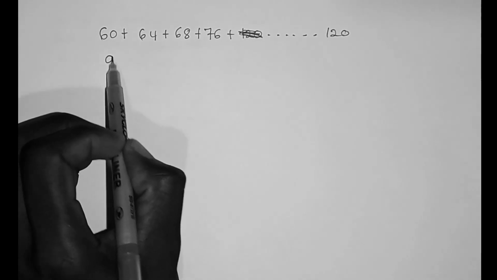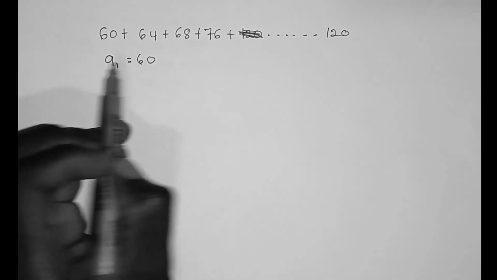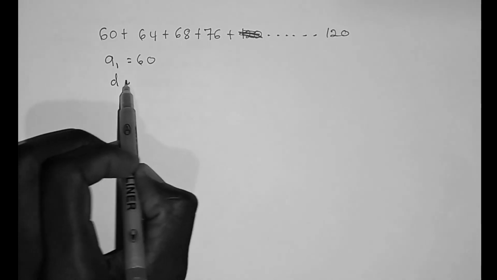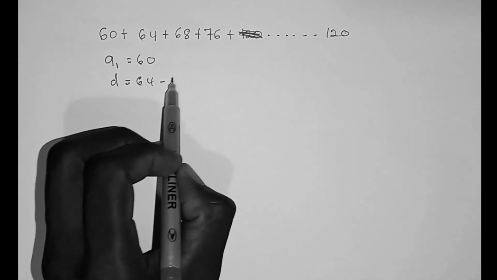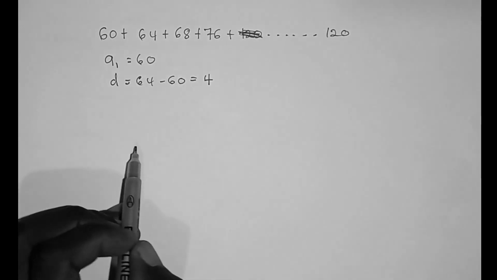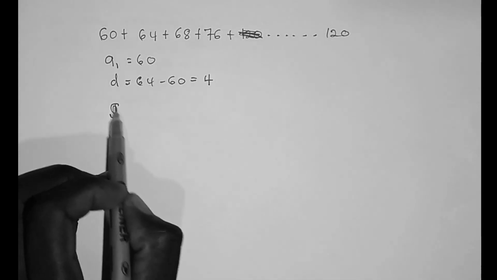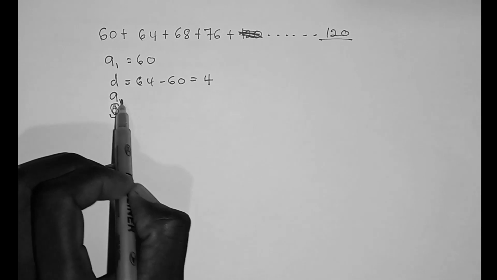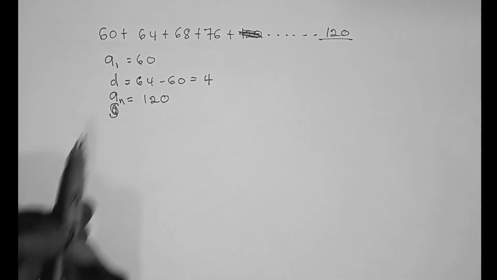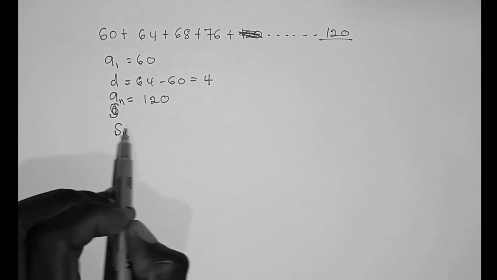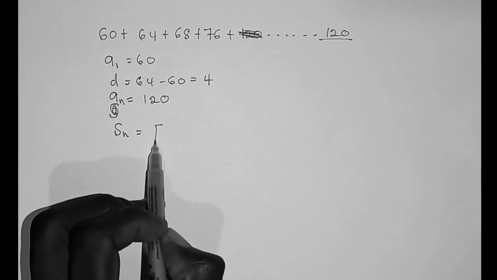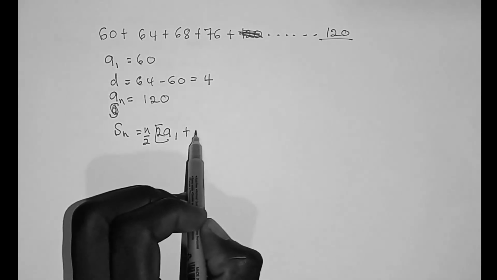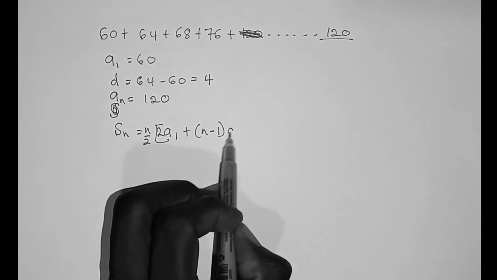We see that the first term, a1, is equal to 60. And then the common difference d is equal to 64 minus 60, which is equal to 4. And then the last term was given. The last term, an, is equal to 120. But the formula for finding the sum, Sn, is equal to n over 2 times (2a1 plus (n minus 1)d).